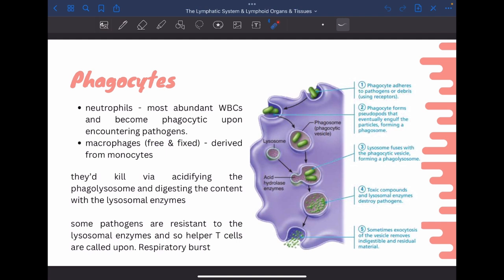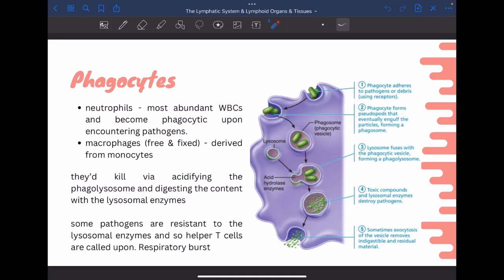How does phagocytizing work? Initially, the phagocytic cell, be it a neutrophil or a macrophage, will have receptors on its extensions. They will bind or adhere to the pathogen. Then they will start to internalize the pathogen and form a phagosome. This phagosome will then fuse with a lysosome inside the cell and form a phagolysosome. The way this phagocyte is going to kill is by acidifying this phagolysosome.